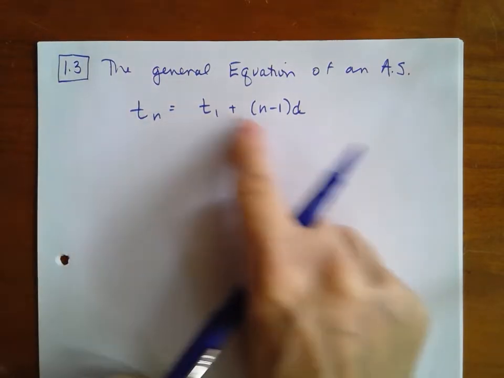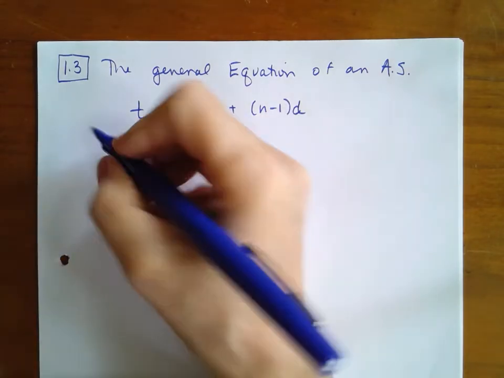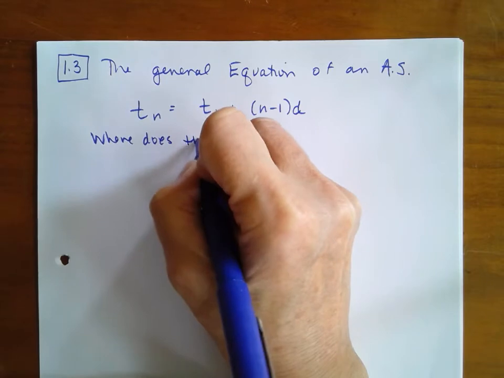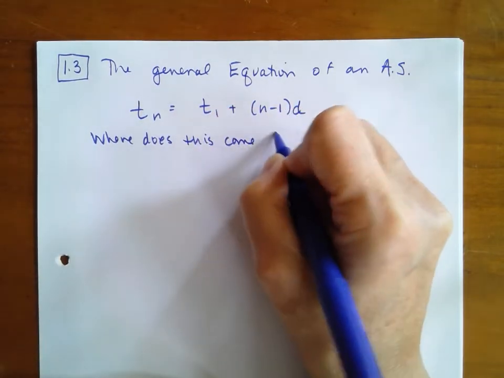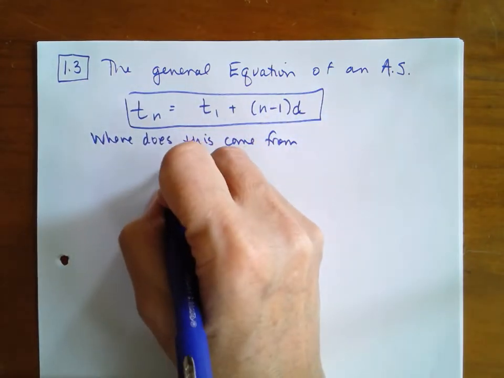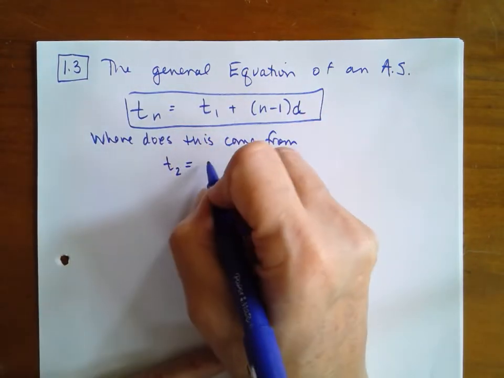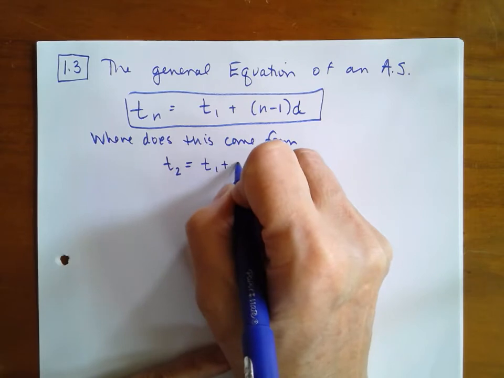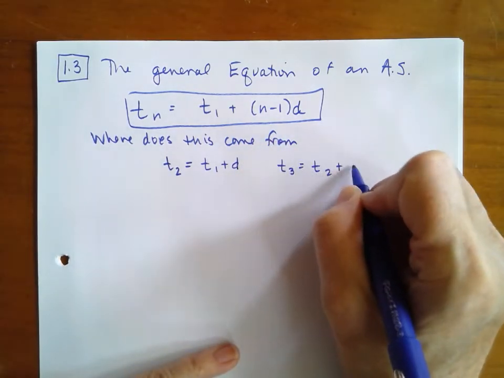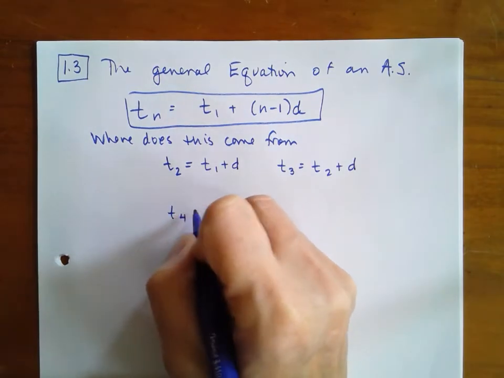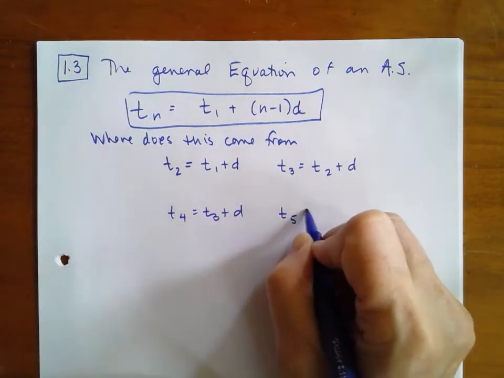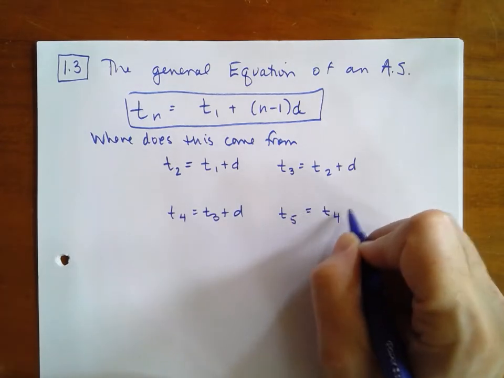So we talked about the general equation. We talked about where it comes from. We know it's on our formula sheet, but where does it come from? We said the recursive definition says that t sub 2 is t sub 1 plus d, t sub 3 is t sub 2 plus d, and t sub 4 is t sub 3 plus d. I could go up forever, the one before plus the difference.